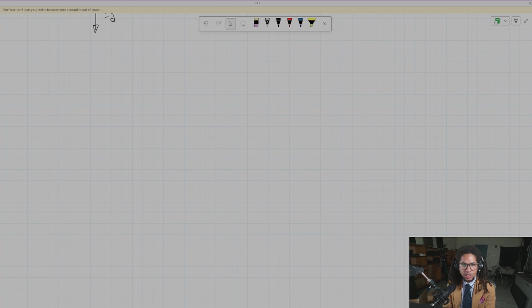A more interesting example is the example of Atwood machines. Okay, so let's draw a good Atwood machine.